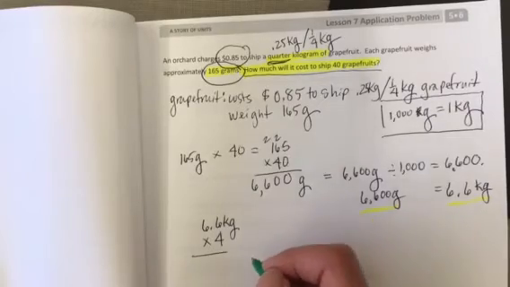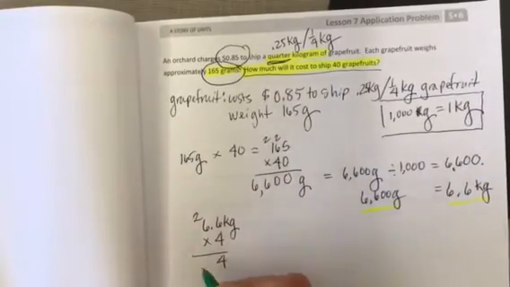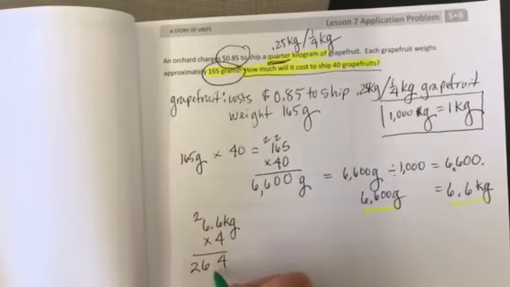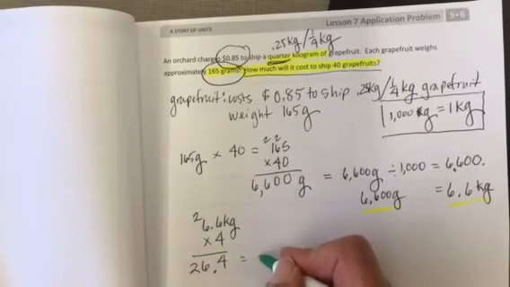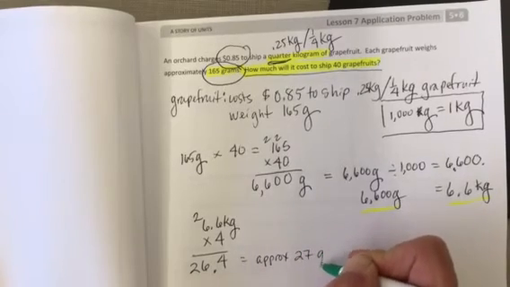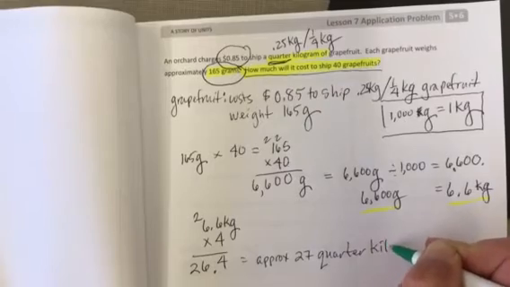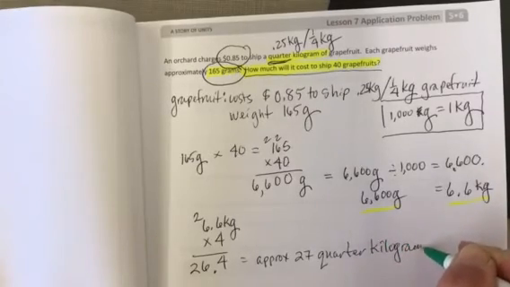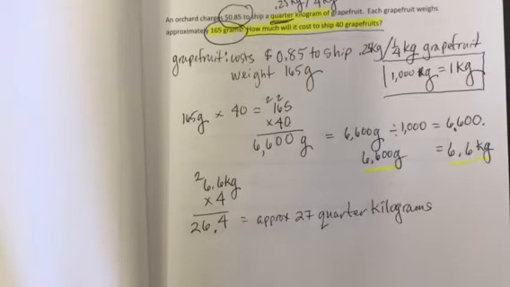We should get 6 times 4 is 24. Carry the 2, that would be 26. We're going to get 26.4. Now we're going to round that off to approximately 27. So approximately 27 1/4 kilograms. Multi-step problems. I tell you, they just keep making you think about what the next step should be.